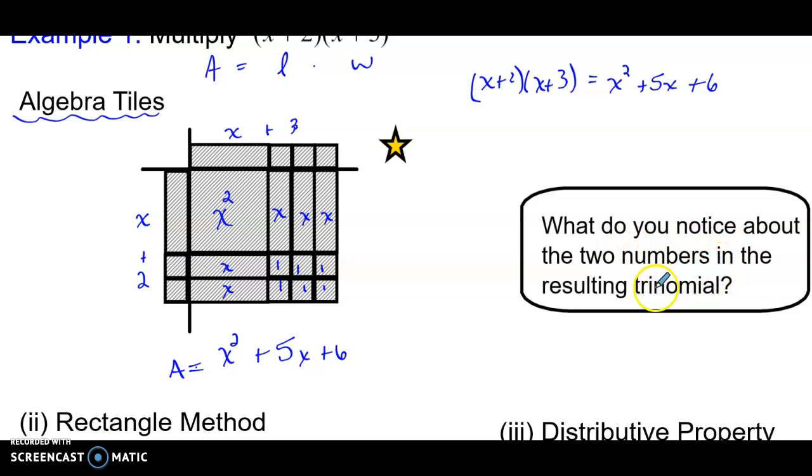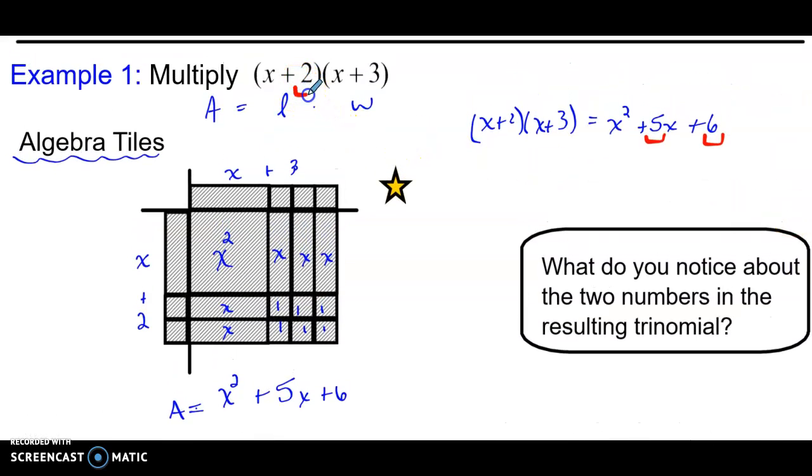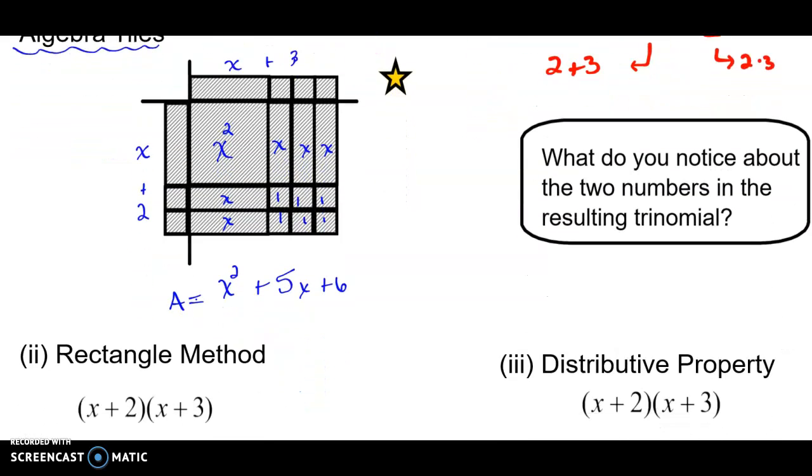What do you notice about the two numbers in the resulting trinomial? Where this is my trinomial, I have a 5 and I have a 6. And I want you to take just a second and compare that to the numbers in my two binomial factors, 2 and 3. What I need to think about is that 2 and 3 from my binomial factors, when I add them, I get 5. When I multiply them, I get 6. And that's going to be a really important pattern to notice in just a little bit.